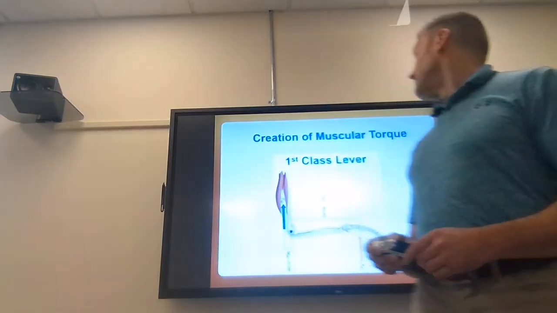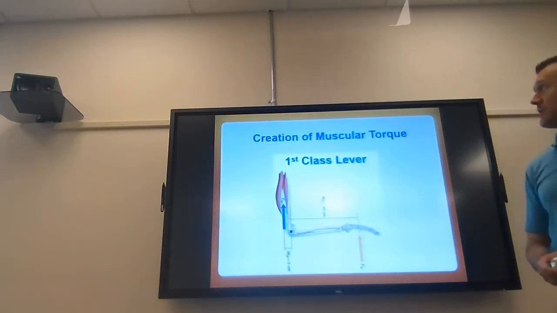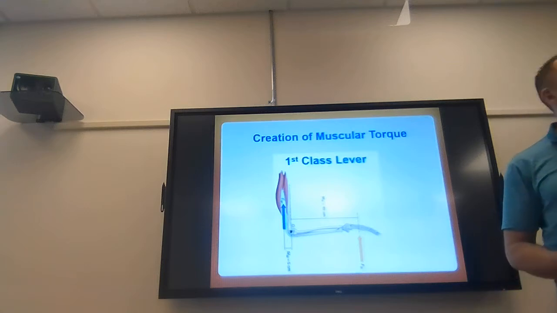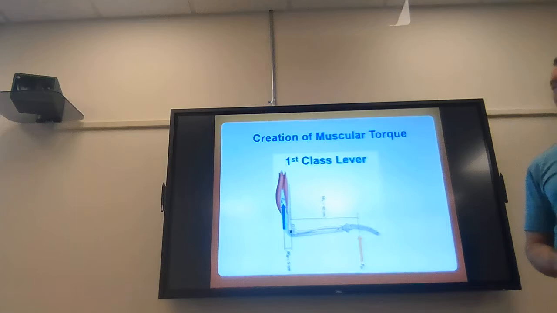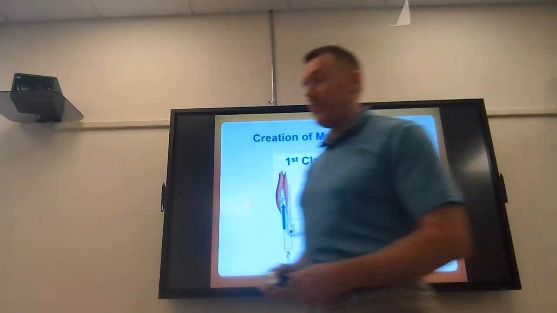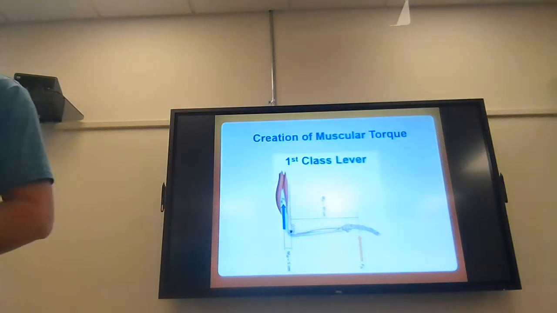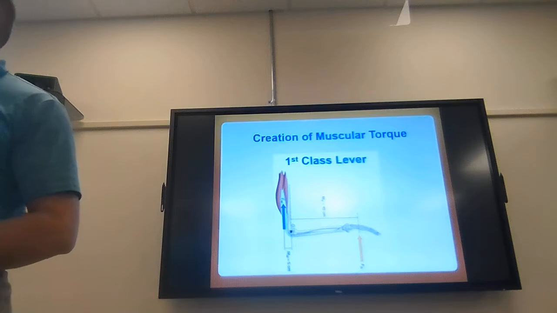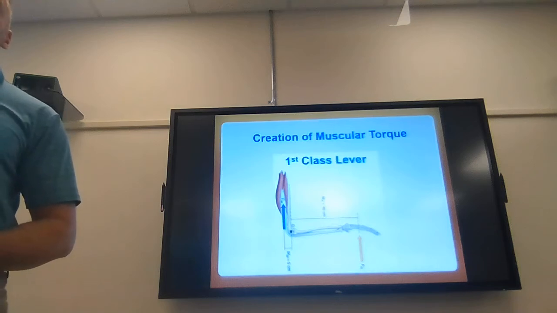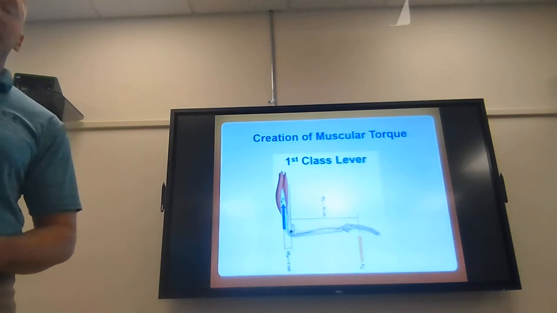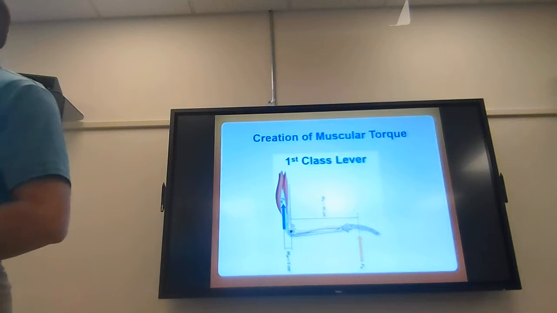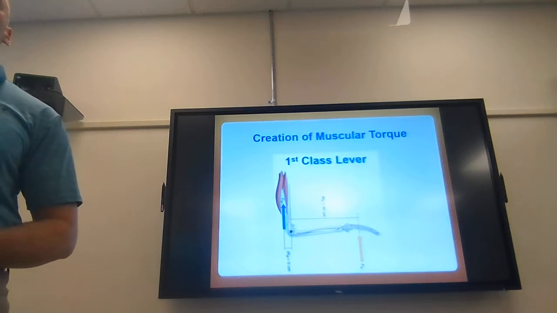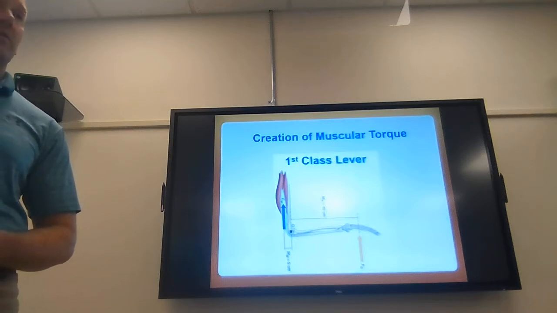So in the body, we have 3 different examples: first, second, and third class levers. So a first class lever, you have 3 parts with each of these levers, but in different arrangements. So you have where the muscle is pulling on its attachment point, and then you have the axis, and then you have the resistance. So think force, axis, resistance. And with each of these different lever classes, those things can be in different orders.